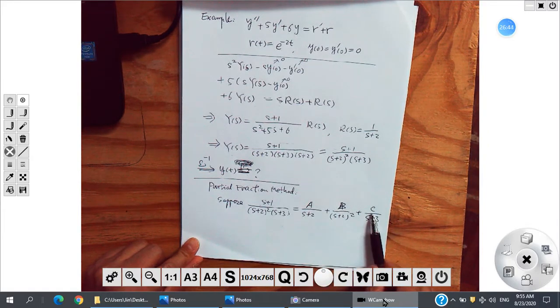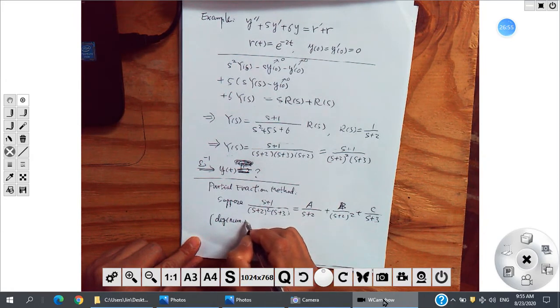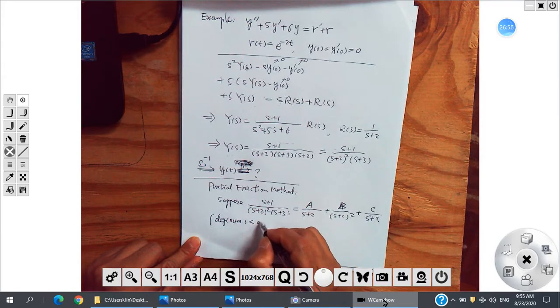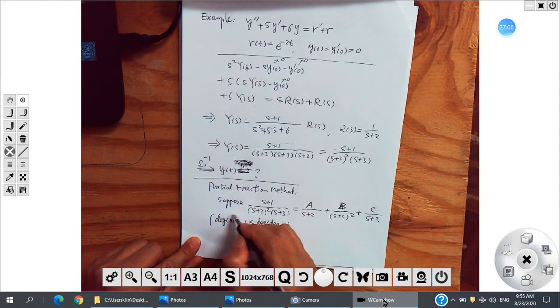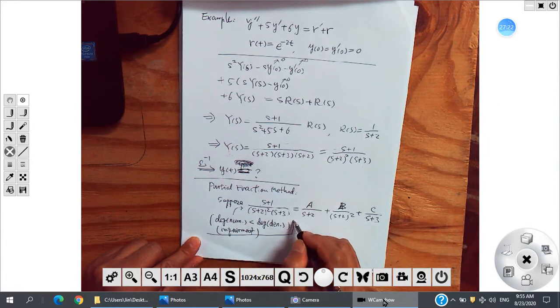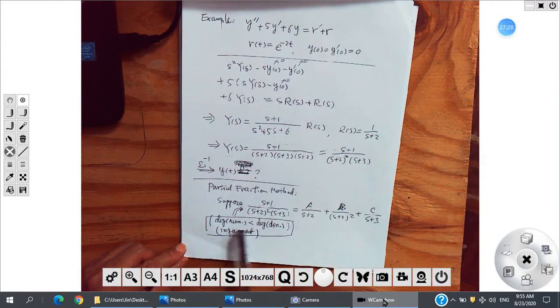Then we get it. Of course, we need a condition. The degree, the order of the numerator should be smaller than the degree, the order of the denominator. For this fraction, we need this. This is a requirement. You cannot always perform the partial fraction method. You have to satisfy this one.